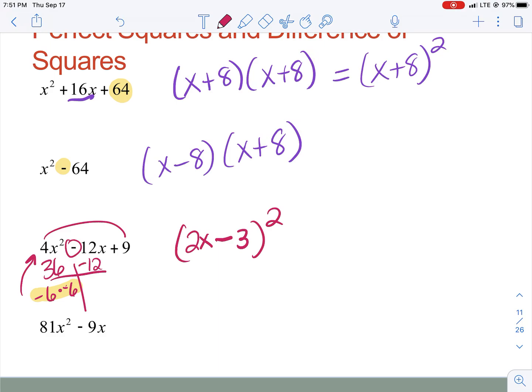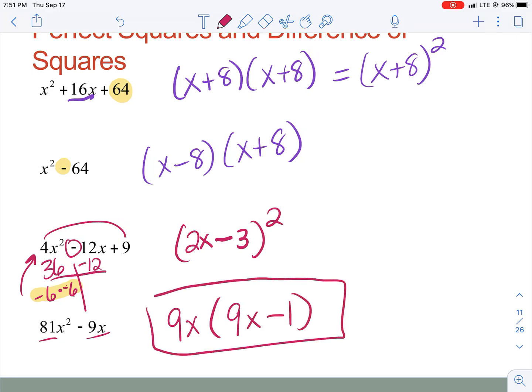Now the next one's kind of a trick question. We just talked about pulling out a GCF. If I take out a 9x, that would leave me with 9x minus 1. That is not difference of squares. That's just your answer. So you're finished.